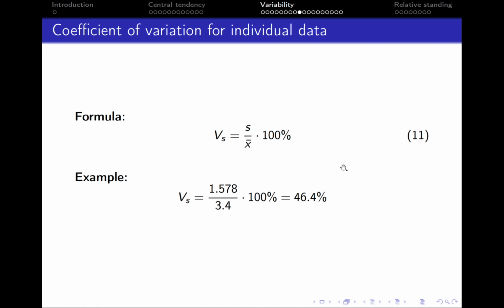And in addition, we can also estimate the coefficient of variation. From this formula, you can see that this is just standard deviation divided by the mean value and multiplied by 100%. So for our specific example, we get that the coefficient of variation is equal to 46.4%. So this is the measure of variability in percentages.